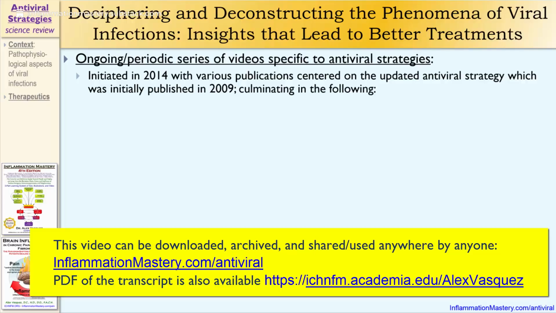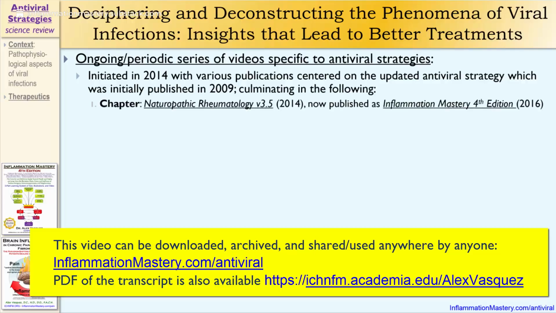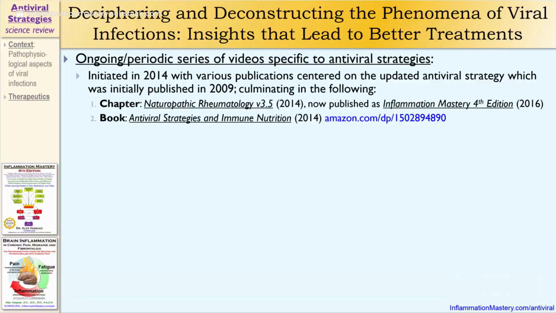So as I just stated, I published this antiviral strategy in 2009 for the first time, and then formalized it and gave it some structure in 2014. So this was initially published in 2009, in a book called Chiropractic and Naturopathic Mastery of Common Clinical Disorders. Then it was updated in 2014 for Naturopathic Rheumatology version 3.5, which is now published as Inflammation Mastery 4th edition in 2016. So after updating that information and providing some structure to that new protocol, I called it Antiviral Strategies and Immune Nutrition, also published as an ebook simply titled Antiviral Nutrition.